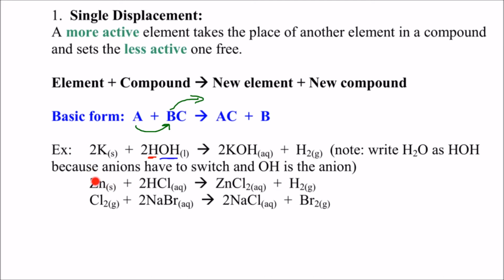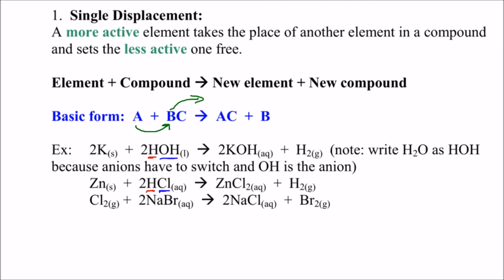We've got zinc and we've got hydrochloric acid. So again, we've got our cation as the hydrogen, and we've got our anion as the chlorine. So the zinc is going to come in here and kick the hydrogen out and pair up with chlorine instead. So the hydrogen is going to become diatomic, and here we'll have ZnCl2. Now where did that 2 come from? Because it's not over here.